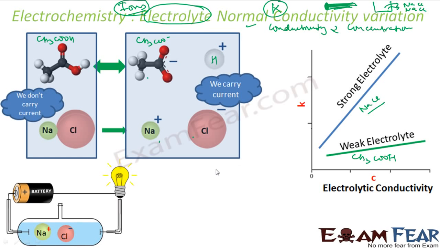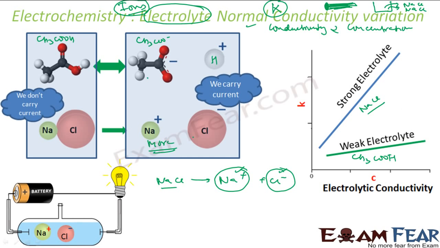Now, in case of a strong electrolyte, if you increase the concentration of NaCl, we know that if you see there's a single arrow here, that means the moment you add NaCl to water, almost 99% of NaCl will dissociate into Na plus and Cl minus ions. Thus, the more you increase the NaCl concentration in an electrolyte, you will get more and more Na plus and Cl minus ions. More Na plus and Cl minus ions imply more conductivity. Right? This is pretty okay.